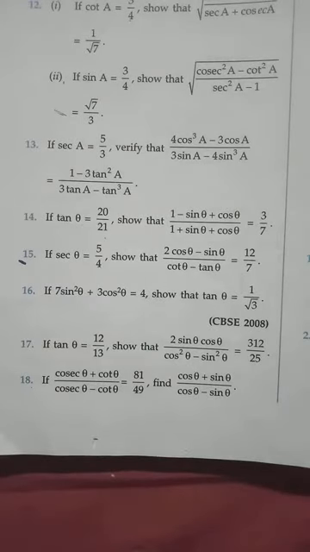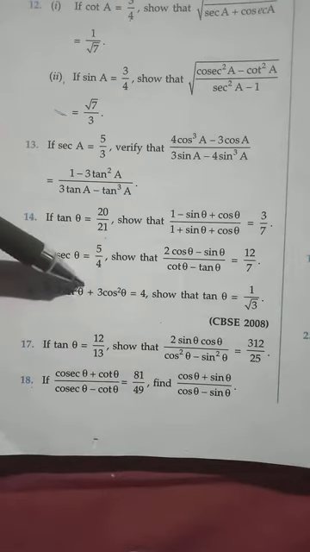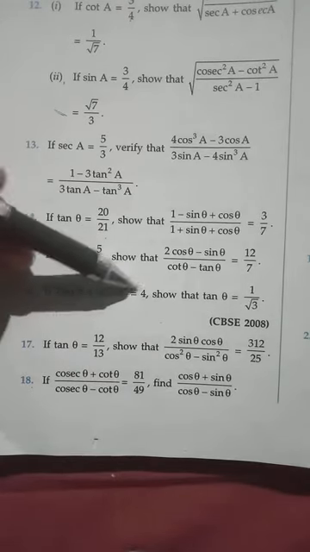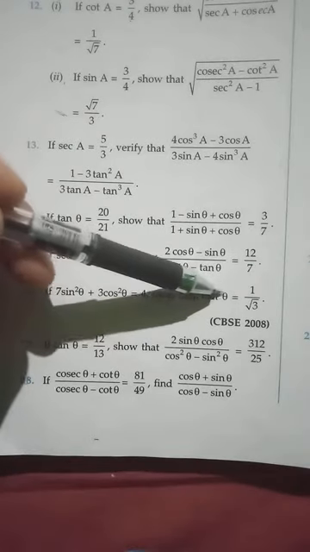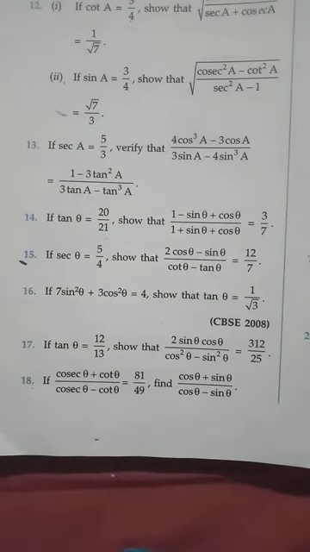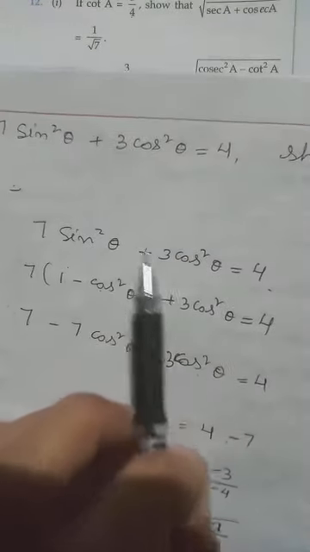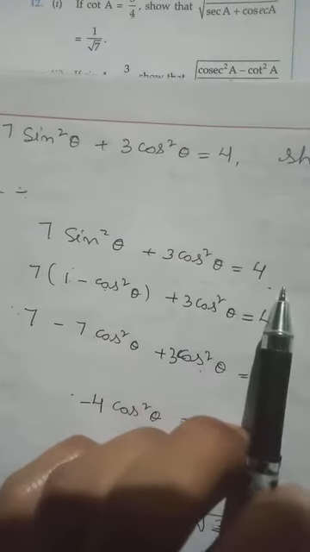Let us continue exercise 8a, trigonometric ratios, number 16. We have 7 sine square theta plus 3 cos square theta equal to 4. Then we have to show that tan theta equals 1 by root 3. So we will start from what we have. We have 7 sine square theta plus 3 cos square theta equal to 4.